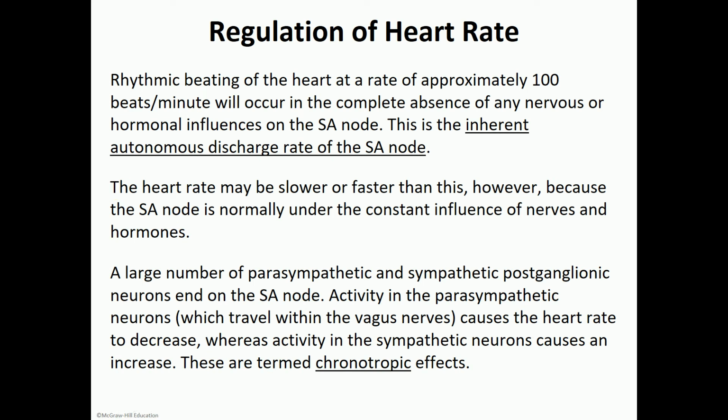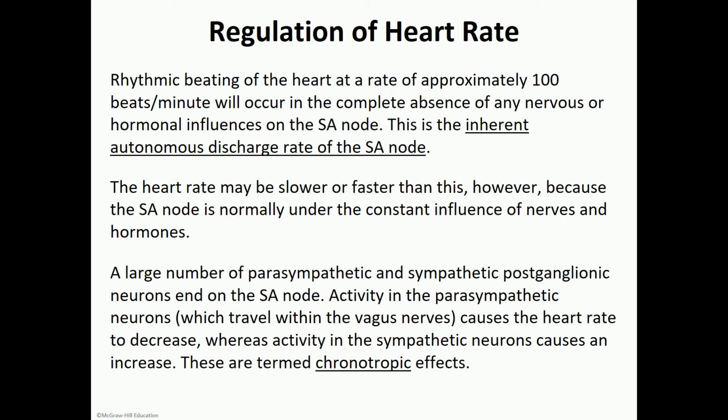Now, how does the body regulate the heart rate? We all know that the heart beats under the control of the SA node. The SA node has automaticity, that inherent autonomous discharge, which is between 60 to 90 beats per minute. It can obviously beat a little bit slower or faster, because the SA node is under the influence of different hormones and different nerves, as we've already talked about, the sympathetic versus the parasympathetic.